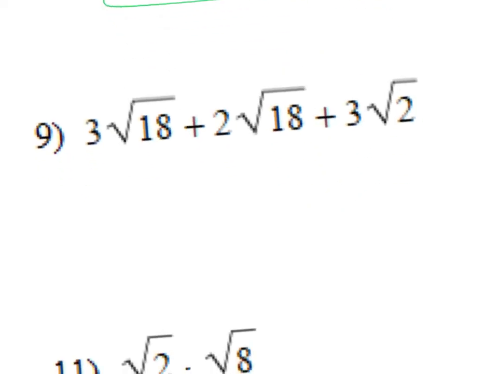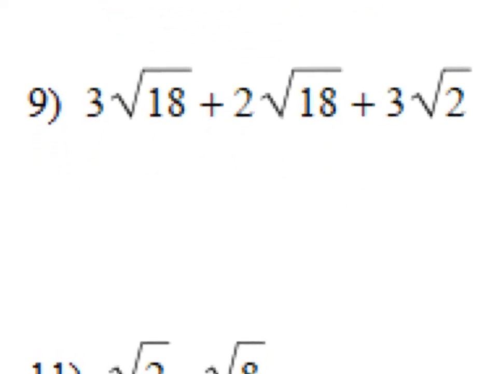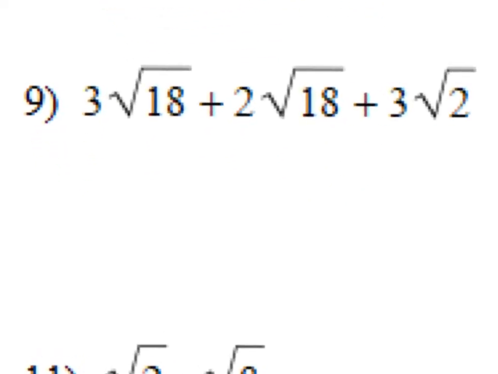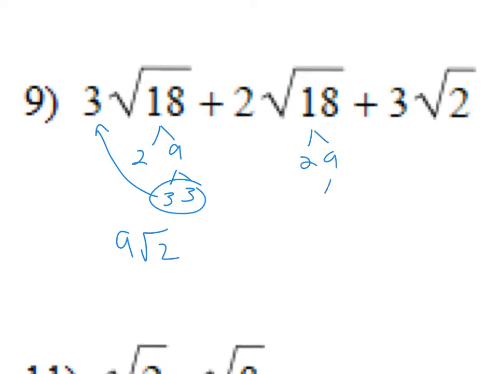Okay, number 9. I know we've got square roots of 18, but I do need to go ahead and still break those down. So those will go to 2 and 9 and 3 and 3. So 3's pair up and move out. So I have 9 root 2. And it'll be the same thing here. You'll get the exact same breakdown. So the 3's will pair up and move out. So 2 times 3 is 6 root 2. And then I have the plus 3 root 2.